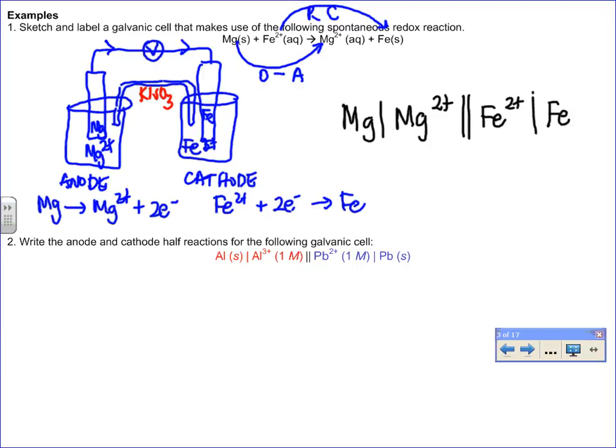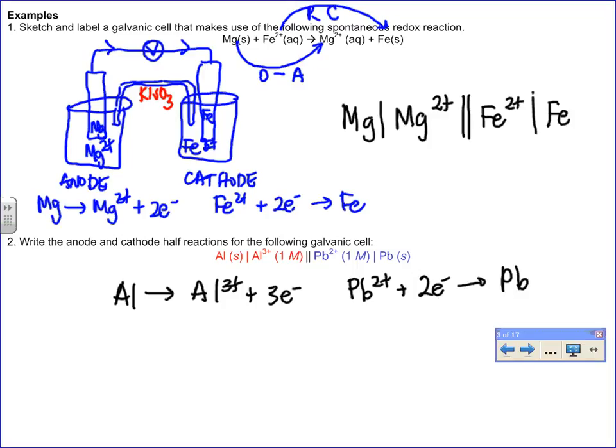Okay, in question 2, it says to write the anode and cathode half reactions for the galvanic cell. We'll also write the overall cell reaction for this. The nice thing about the way these are written, like I said before, is that we can see right away what the reactions are. The reaction on the left is the anode reaction, so we're going to have a loss of electrons, in this case 3 electrons. And on the right we see the cathode reaction, which is reduction, or gain of 2 electrons to form lead. So these are the two half reactions.